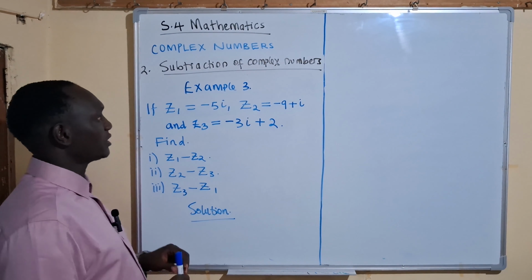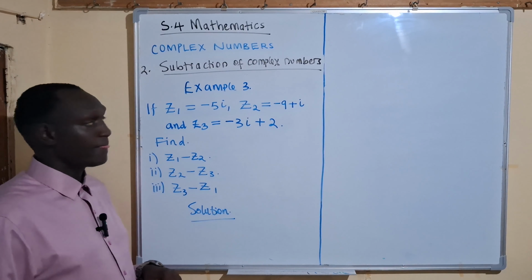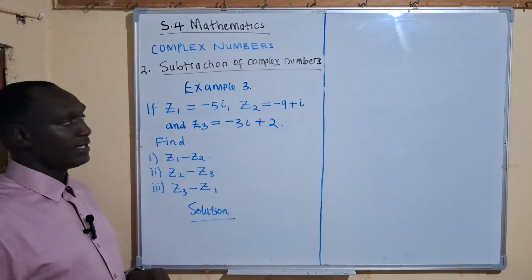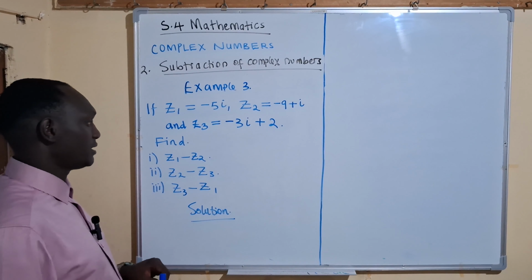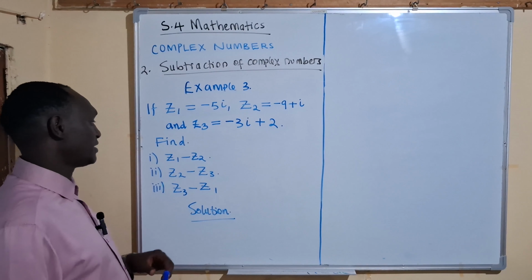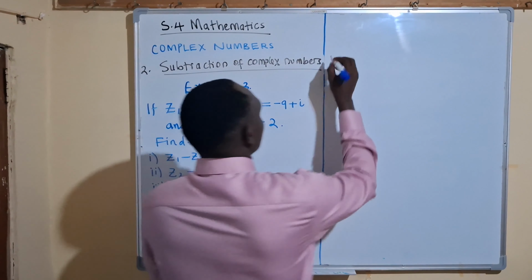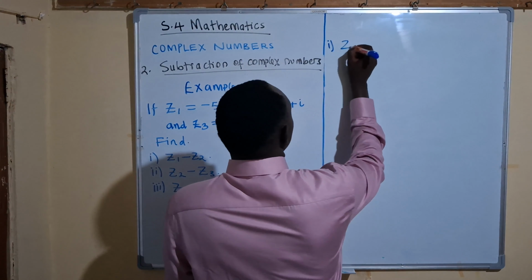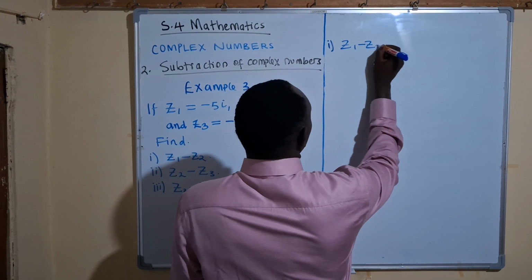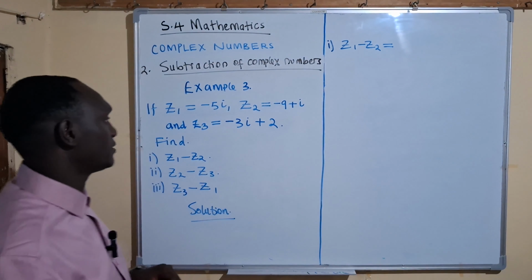Example 3 of subtraction of complex numbers: Z1 is negative 5i, Z2 is negative 9 plus i, and Z3 is negative 3i plus 2. The first part asks, what is Z1 minus Z2? So, part 1, Z1 minus Z2 becomes, substitute for Z1 and Z2.